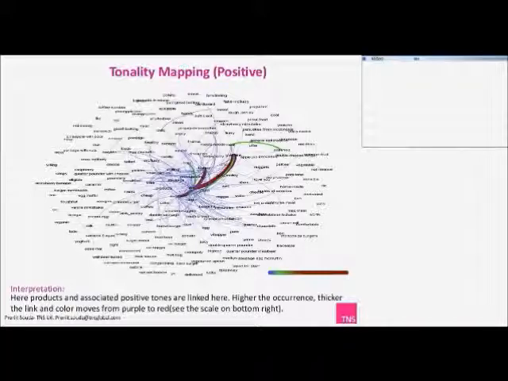This kind of analysis basically shows the direction of opinion about different aspects of the brand, and also shows the strength of the opinion.